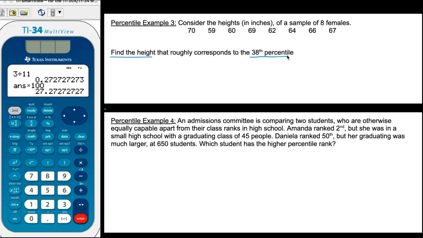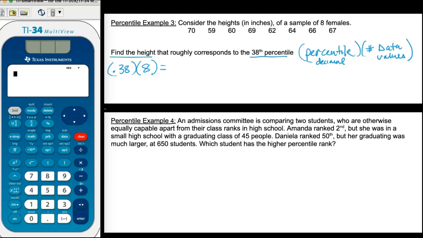38th percentile. So if I want to find the 38th percentile, all I need to do is take the percentile times the total number of data values, and find, well, let's do that first actually. So let's take the percentile as a decimal. So 38% as a decimal is 0.38, and I'm going to multiply that by the total number of values, which is 8. So there are 8 females. So 0.38 times 8, and that gives me 3.04.